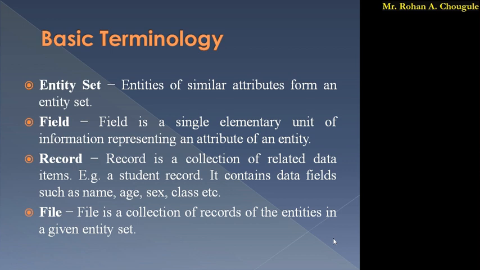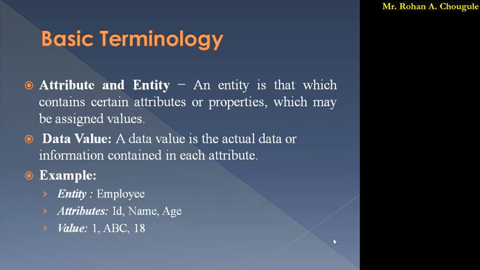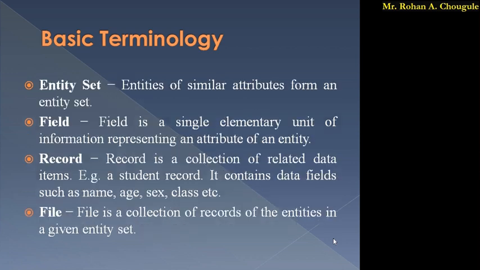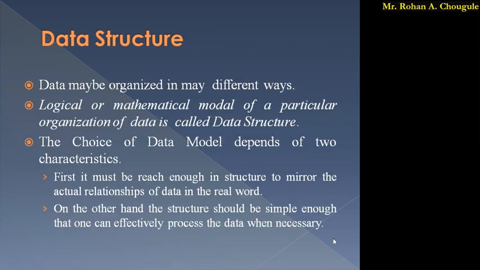The next definition is file. A file is a collection of records of the entities in a given entity set. Simply, a file is a collection of records. Normally we use files to keep the records. So these are some definitions related to data structures. First we have seen data items, then groups of items, and so on. Next, let's see the basic definition of a data structure.